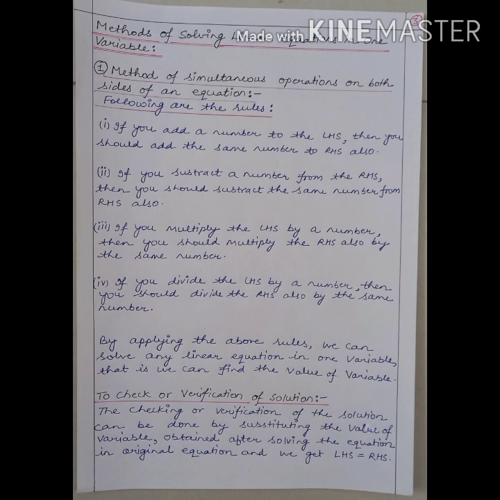Whenever we have to solve any linear equation in one variable using this method, we will perform the operations according to the given equation so that we obtain x on the left hand side and whatever value we have on the right hand side. By applying the suitable operations according to the equation, that is called the solution of the given equation, or the value of the variable. So this is the method of simultaneous operation on both sides of an equation for solving linear equations in one variable.